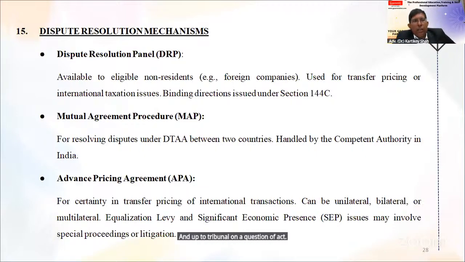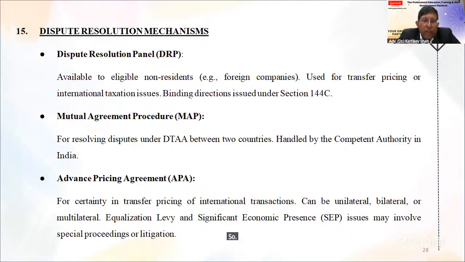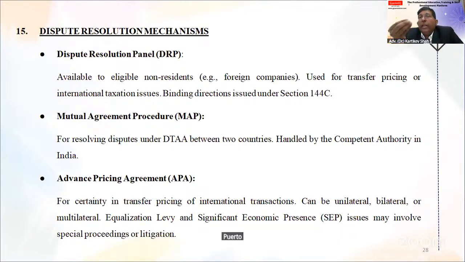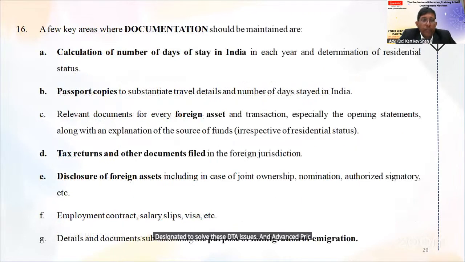There are other dispute resolution mechanisms for the non-resident. The Dispute Resolution Panel, DRP, only non-residents are eligible, like foreign companies, used for transfer pricing or international taxation issues. Then the mutual agreement procedure for resolving DTAA treaty issues. This authority has been designated to solve these DTAA issues, and the advance pricing agreement.